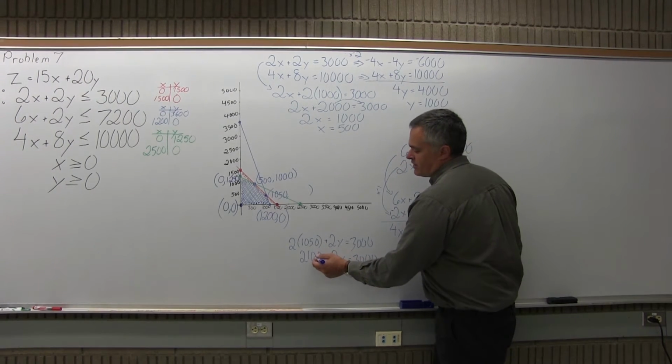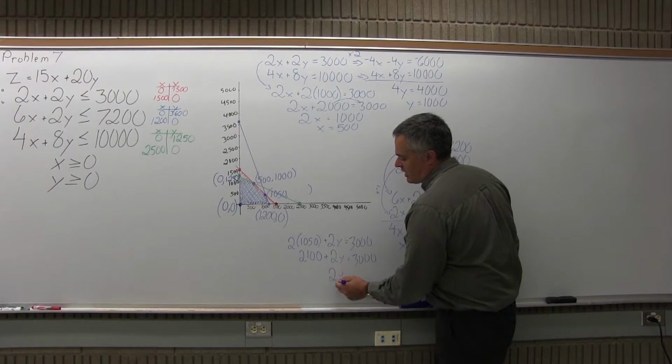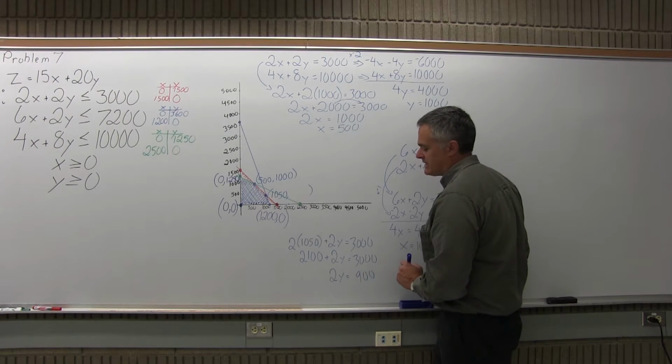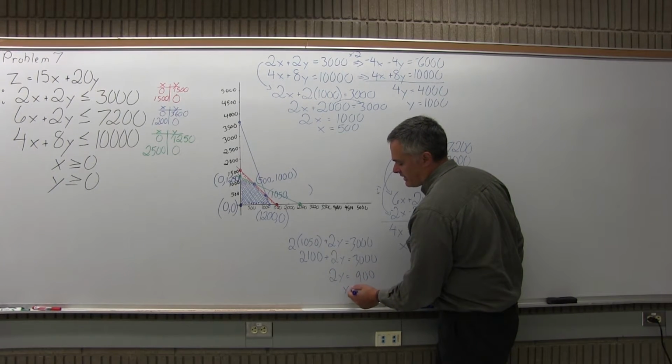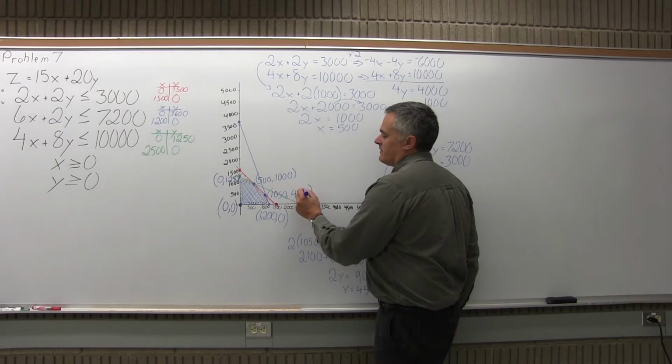So now bring the 2,100 to the right side of the equation, and you'll have 2y equals 900, right? 3,000 minus 2,100 is 900. Divide away the 2, and you'll have y equals 450. So the y-coordinate, according to my computation, is 450.